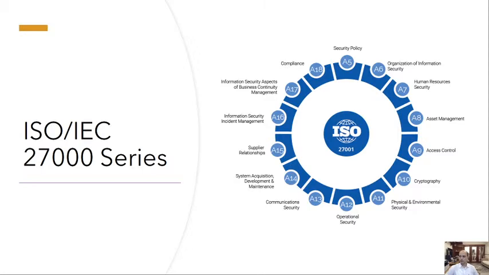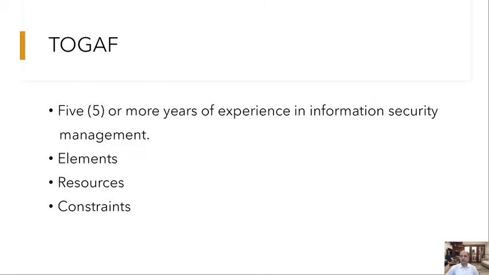So these are the 14 overall security areas which it will cover. Okay, moving further, the next one is the TOGAF. Again, I think there are some differences in here.